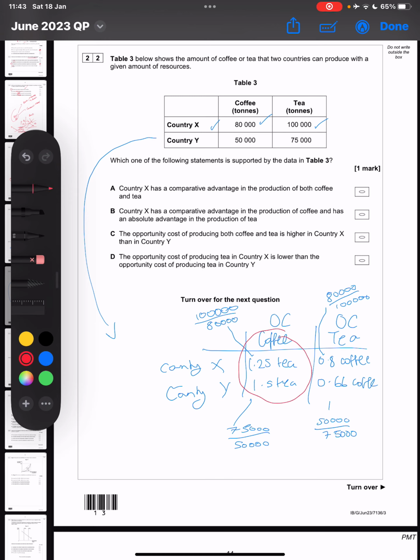So who can produce it cheaper? It is country X. And who has comparative advantage in tea? It is country Y. So you never have comparative advantage in both goods, but country X has comparative advantage in the production of coffee, which is what we said, and has absolute advantage in the production of tea. We saw that too, that you can just produce more. That sounds pretty good. If you wanted to check the other ones, you could, but otherwise that is okay.